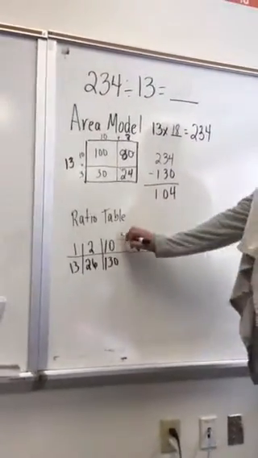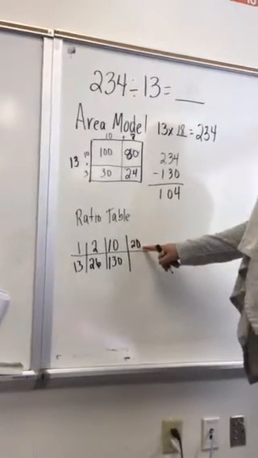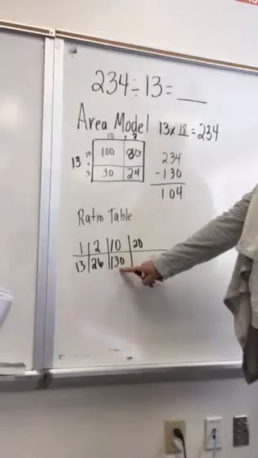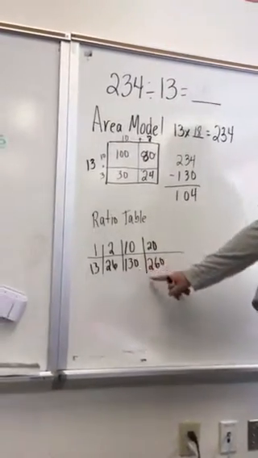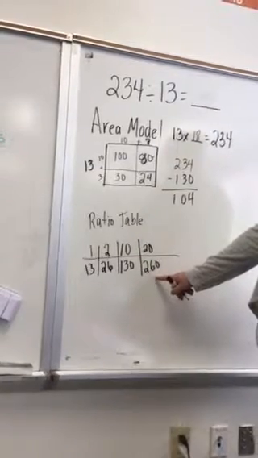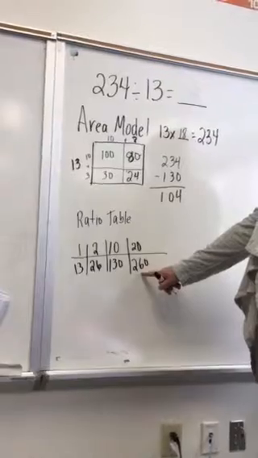Now I'm going to say, okay, let me see what happens if I do 20, because I can just double 10 and get 20. And I can just double 130 and get 260. Well, now I've gone too high. I'm trying to get to 234, but I am at 260.